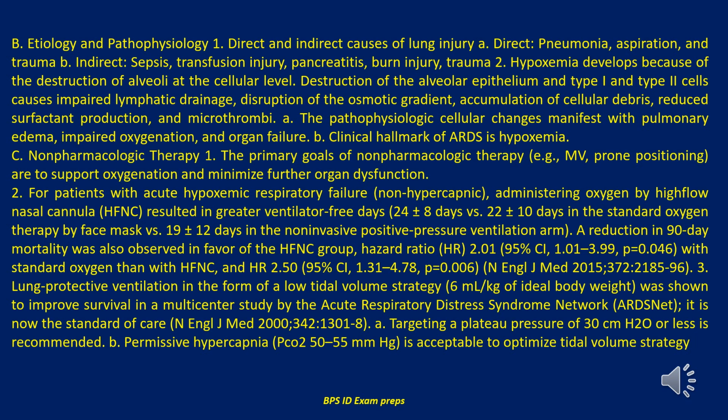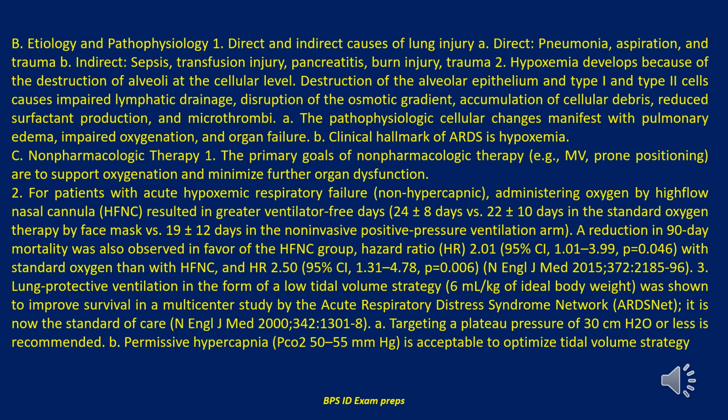A reduction in 90-day mortality was also observed in favor of the HFNC group, hazard ratio HR of 2.01 with a 95% confidence interval, CI of 1.01 to 3.99, with a p-value equal to 0.046 with standard oxygen than with HFNC, and HR of 2.50 with a 95% confidence interval, CI of 1.31 to 4.78, with a p-value equal to 0.006, published in the NEJM in 2015.